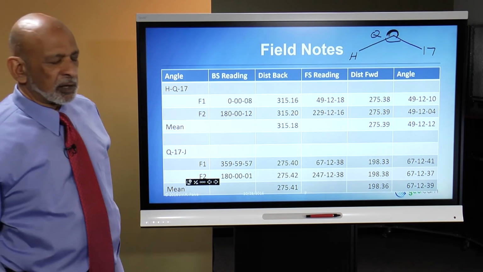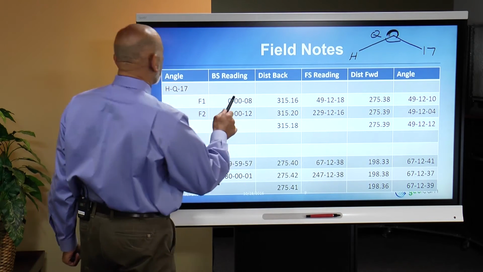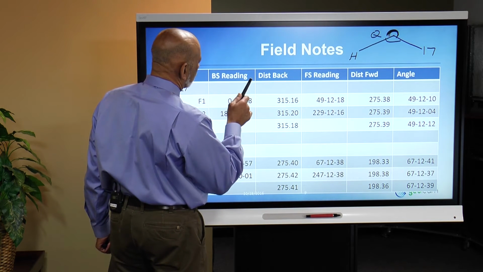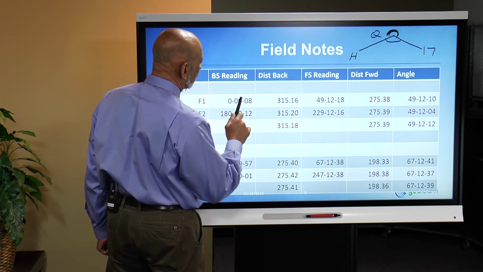So put the instrument in phase 1 and you back-sight point H. Now what I have said is you can hit your 0 set button because you have an electronic instrument to have you read 0.